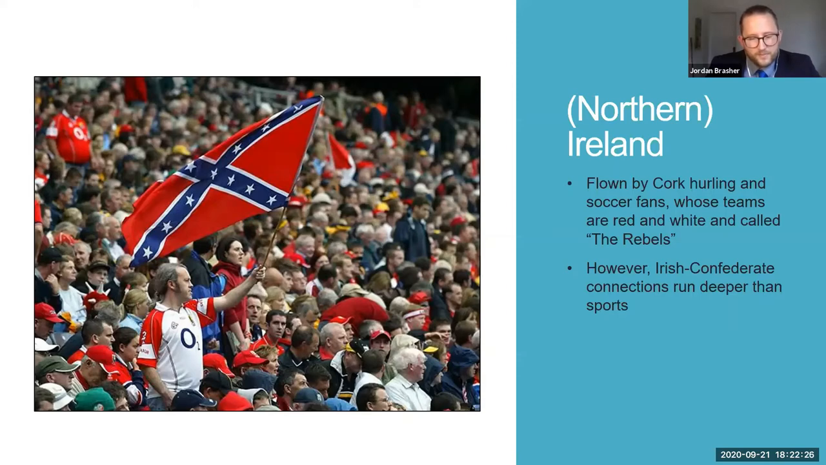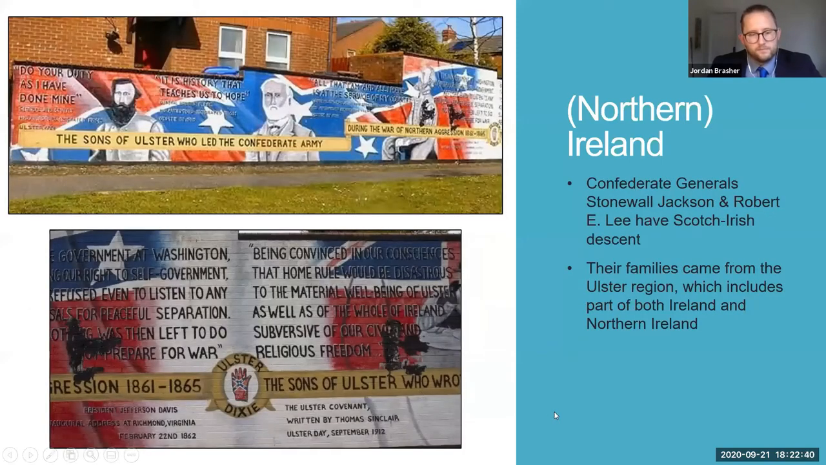However, interestingly enough, Irish Confederate connections run deeper than sports. Irish Confederate connections actually date all the way back to the American Civil War. Many of the Confederate generals whose statues dot the U.S. South today, including Stonewall Jackson and Robert E. Lee, were Scots-Irish. Their families came from Ulster, a region which includes parts of both Ireland and Northern Ireland.